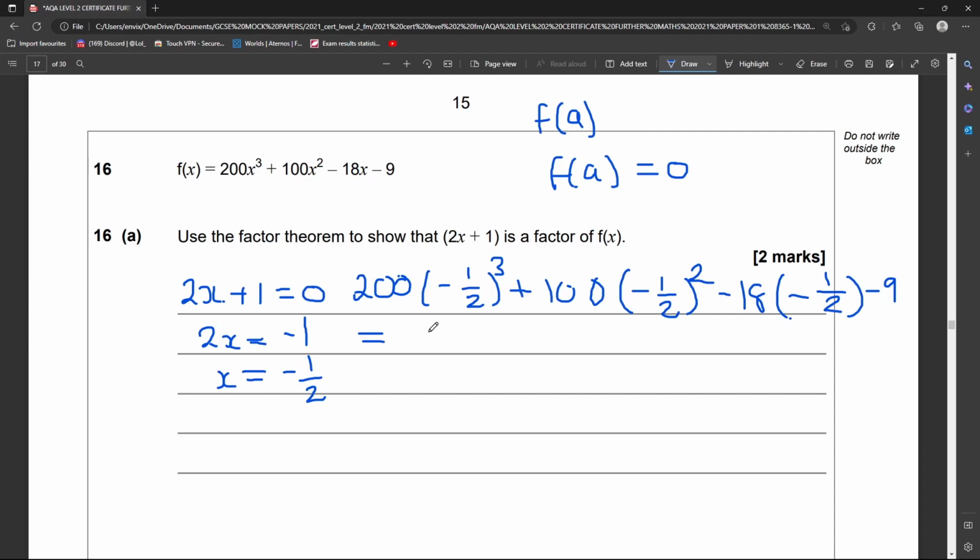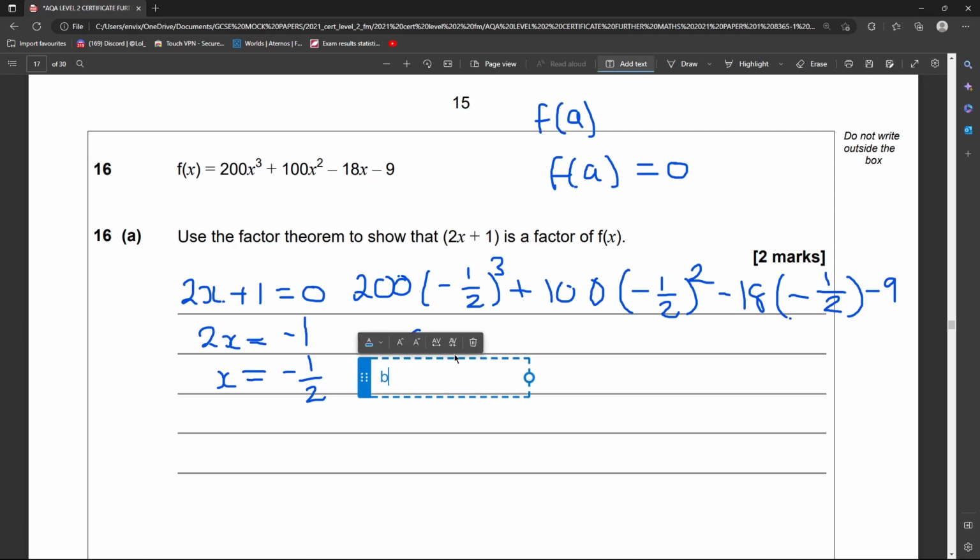Okay, equals to 0. So we know that this equation is equal to 0, and that means that 2x plus 1 is a factor. But to fully secure your mark, what I would do in the exam is that I would state that because, well, let me just type this because I can't write in this.